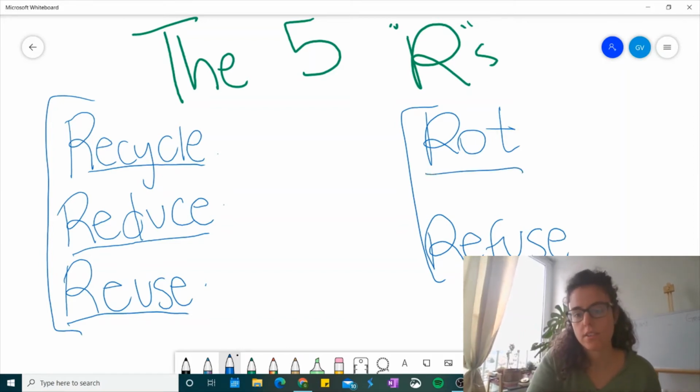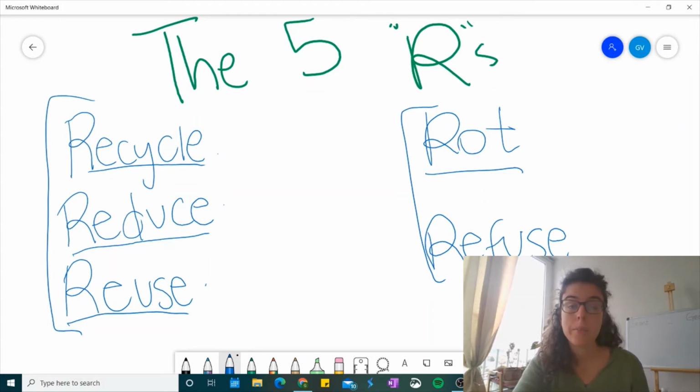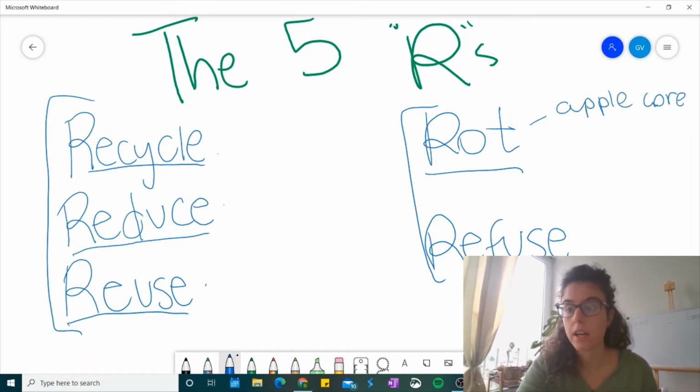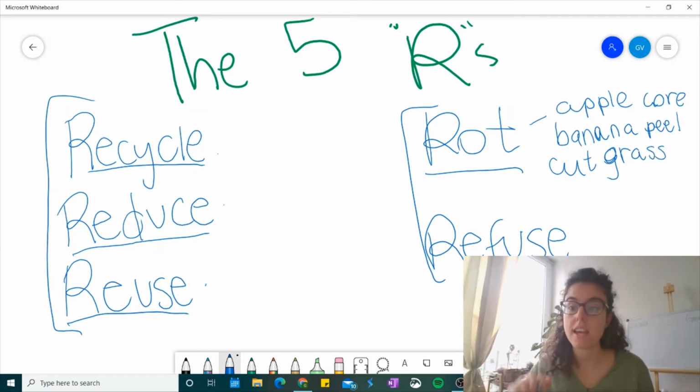We have rot. So when something rots, it means that it breaks down. And it's usually something that was once alive. So fruits, vegetables, plants. Rot is used when we talk about compost. Remember, we said in compost we can put in things like apple cores, which is the middle part of the apple, an apple core, banana peel. We can put in grass if we cut the grass. Cut grass. Oops. So all of these things, they start to break down, and that is called rot.